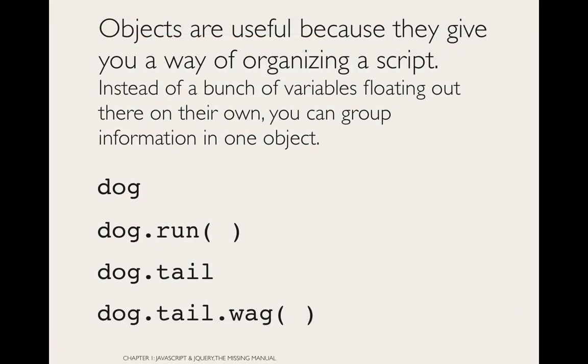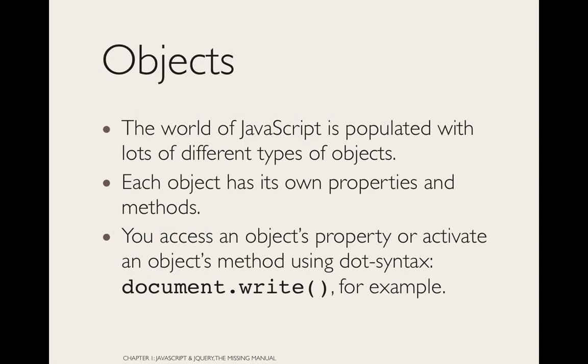So objects are useful because they give us a way of thinking about it, of organizing. It's like a mental model of how things come together. Instead of just a bunch of stuff floating around all on their own, you can group things according to how things are organized. Dogs might have tails and legs. You might have a dog.leg.front.right, or dog.run, or dog.tail, or dog.tail.wag. So all the while, this is general to specific, left to right.